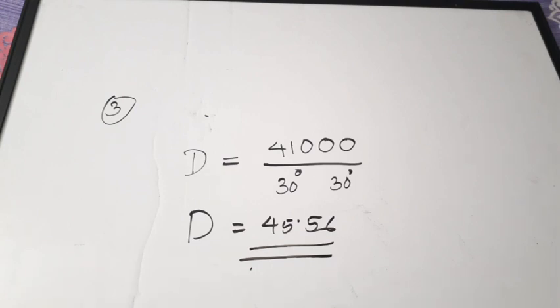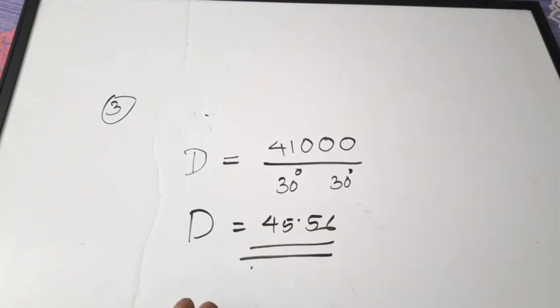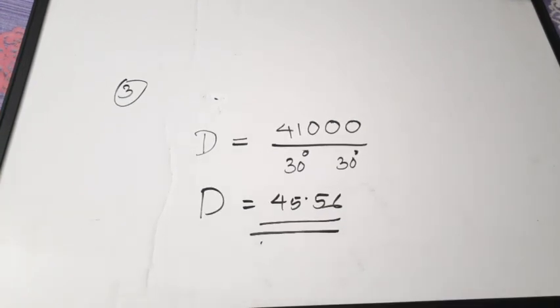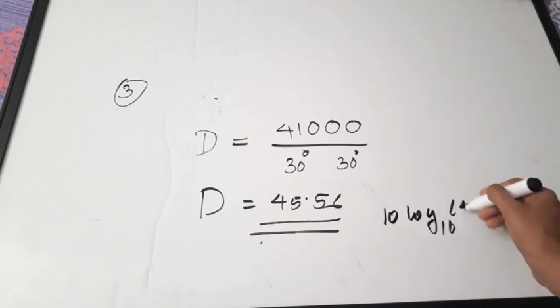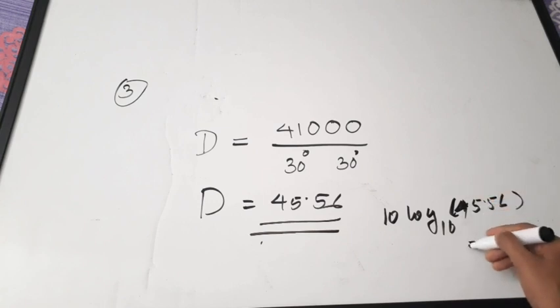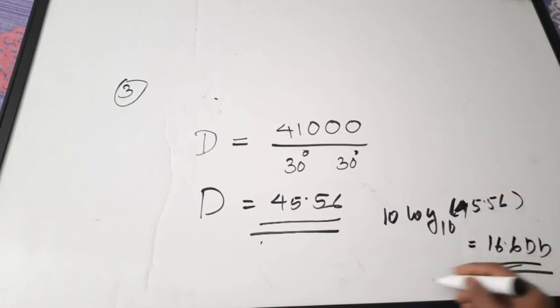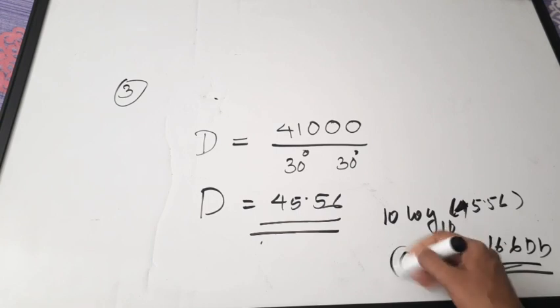But if you see the options, it is given in dB. So you have to convert it to dB. Just take 10 log 10 of 45.56. It is 16.6 dB approximately. Okay, correct answer is option C.